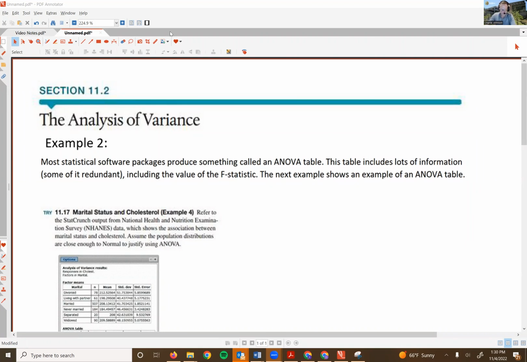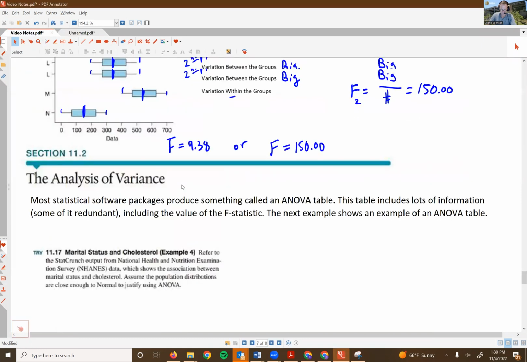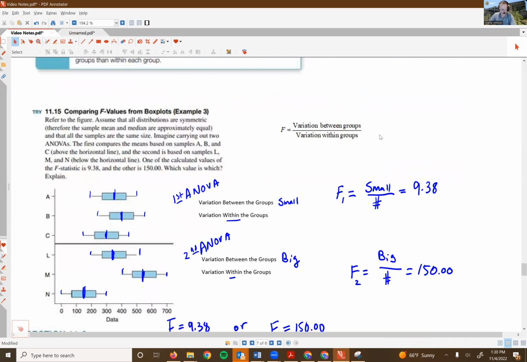We saw in the last example that we were calculating the F statistic by looking at the variation between the groups and dividing that by the variation within the groups. But we didn't talk about how to measure the variation between the groups. We just looked at it visually and said that in the first case, the means were pretty close together, so that variation was small. In the second case, it was big.